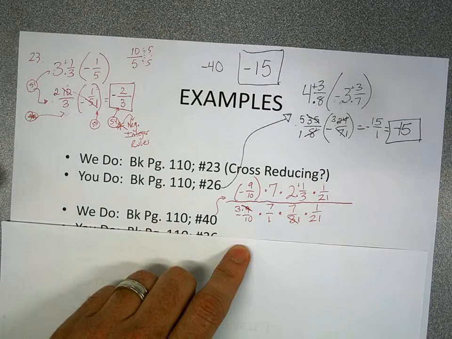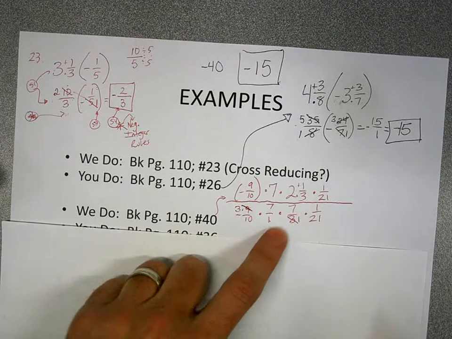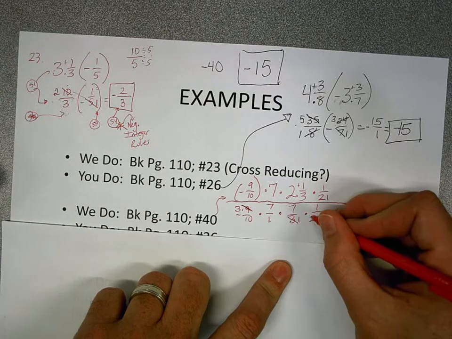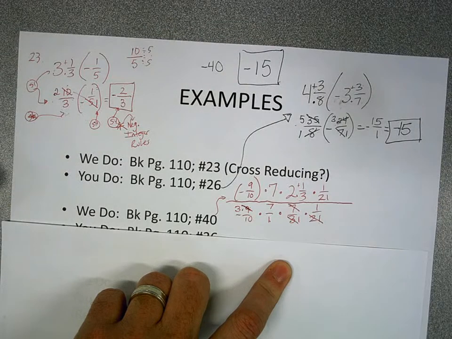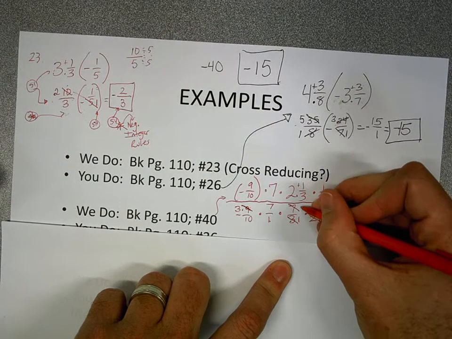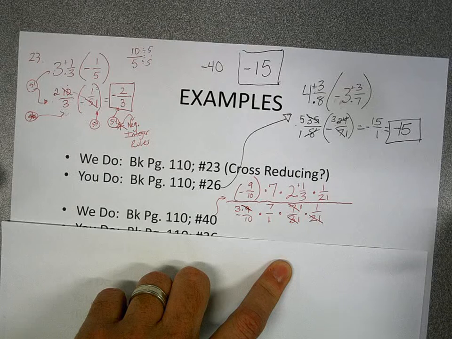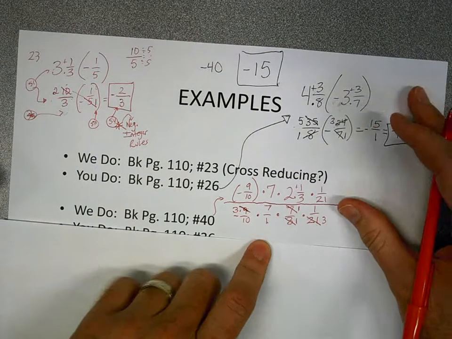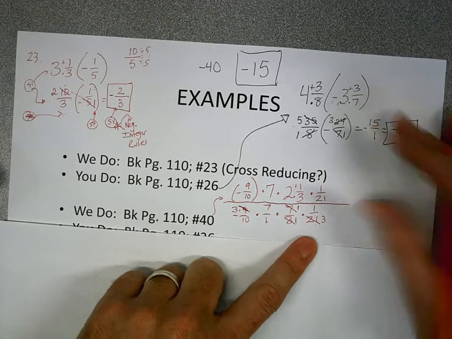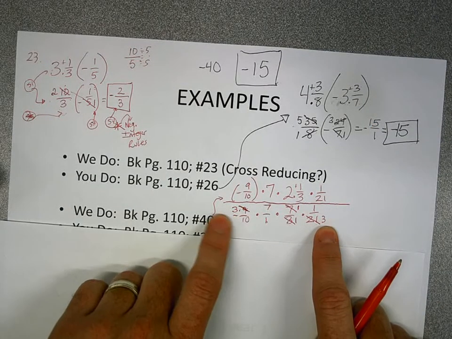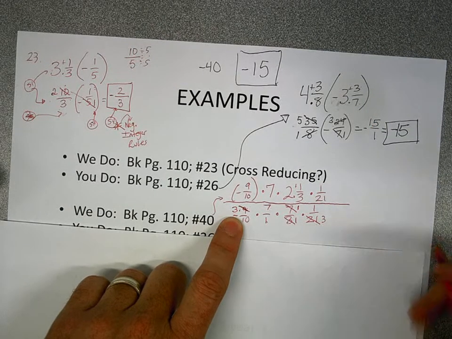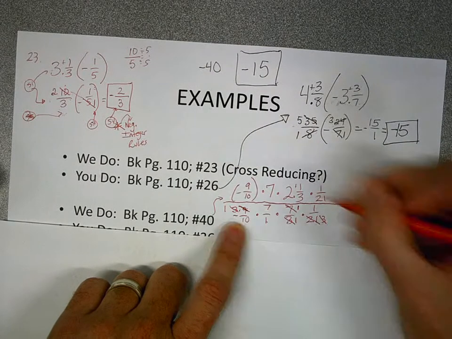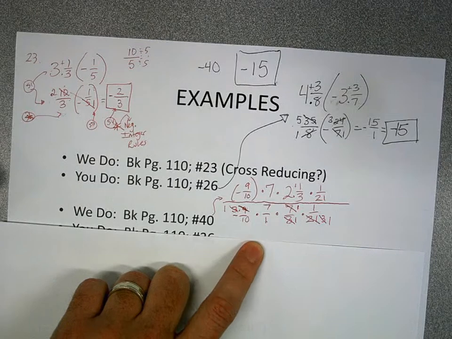Using that, I now see another one. Look at this: 21 and 7. I can cross-reduce 21 and 7 both by 7. 7 divided by 7 is 1, and 21 divided by 7 is 3. Okay, here we go, I'm going to blow your mind. We've already reduced this, but now look at this: 3 and 3. I can cross-reduce those again by 3. 3 divided by 3 is 1, and 3 divided by 3 is 1. Whoa.